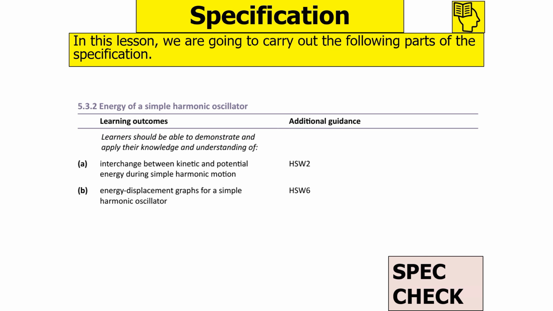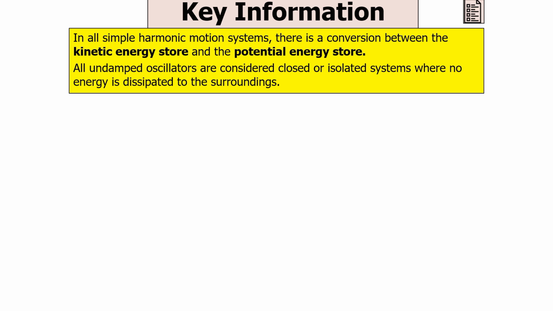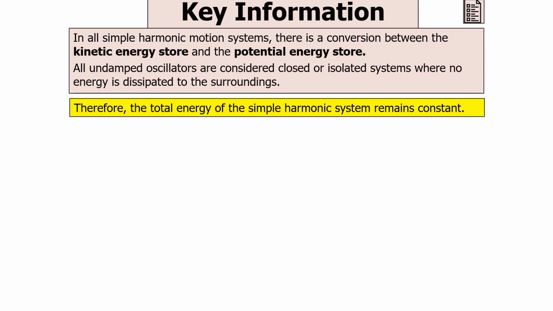So we're going to be looking at the following parts of the OCR A-Level Physics specification. 5.3.2, the energy of a simple harmonic oscillator. Now in all simple harmonic motion systems there is a conversion between the kinetic energy store and the potential energy store. All undamped oscillators are considered closed or isolated systems where no energy is dissipated to the surroundings. Therefore, the total energy of a simple harmonic system remains constant.